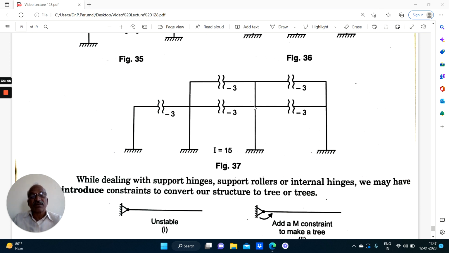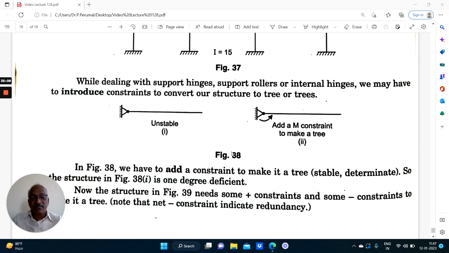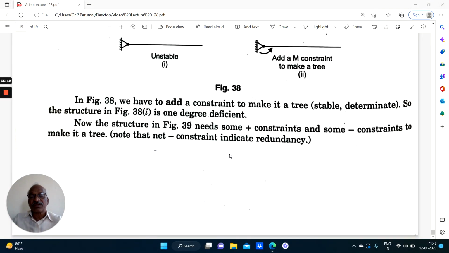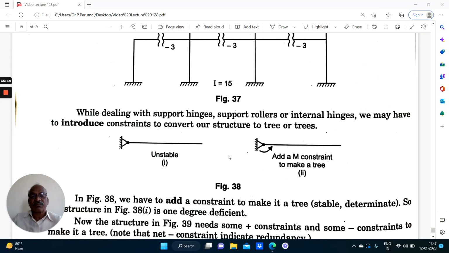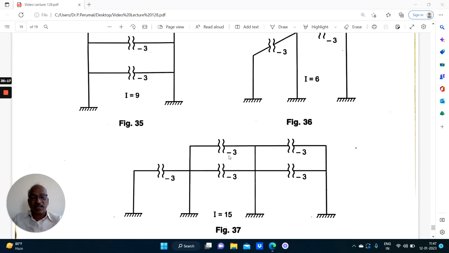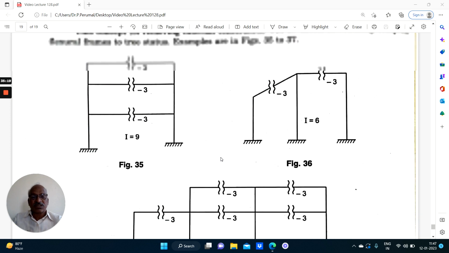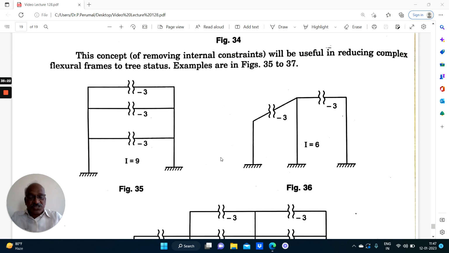This is a tree with the 2 branches. Here also 2 branches. Anyway, as long as it is not connected to some other branch, or as long as it is not connected to the ground, it is a cantilever. There are 4 cantilevers for which you give 5 cuts, I equal to 15. So that is another method of finding out the degree of indeterminacy by means of tree analogy. So that is for two-dimensional plane frames.